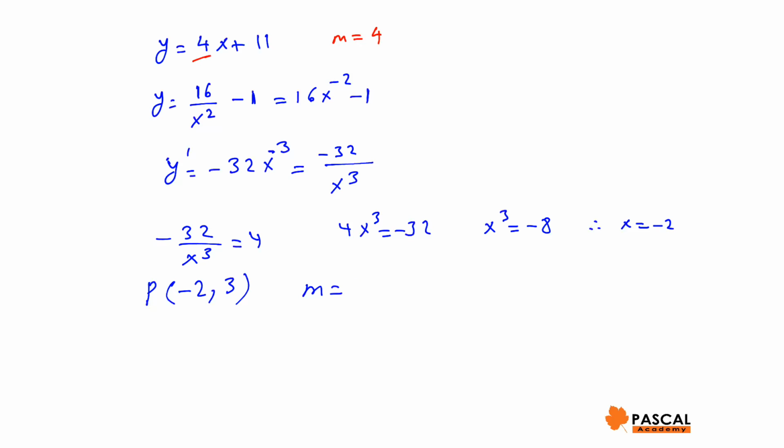Therefore, at point P, whose coordinates are negative 2 and 3, the slope of the tangent line is 4. We write the equation of the tangent line using the slope and point, and we see y equals 4x plus 11 is actually the equation of the tangent line to the graph of the given function at P. We could simply plug negative 2 and 3 into the equation of the line and see that the line is also passing through P with a slope of 4, therefore it is the tangent line.